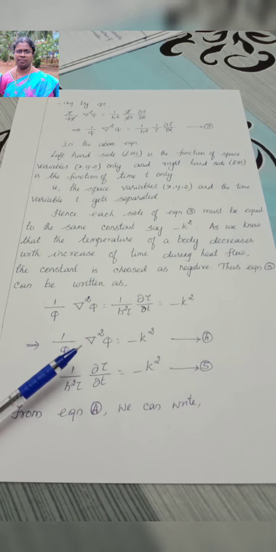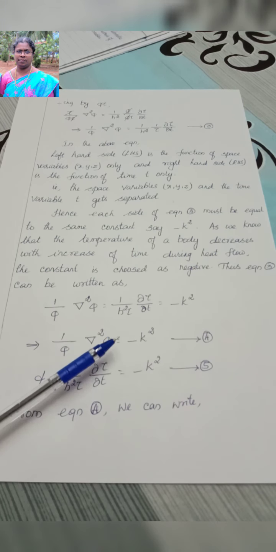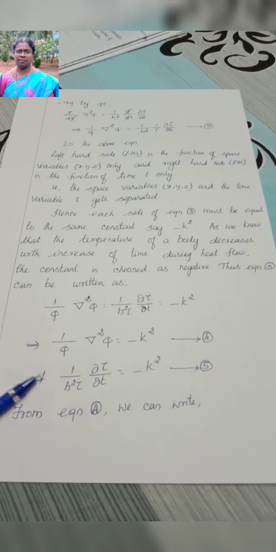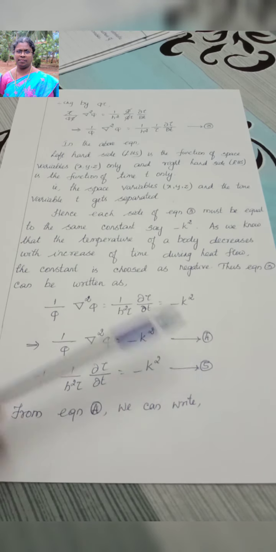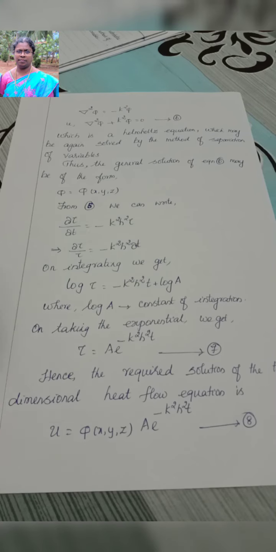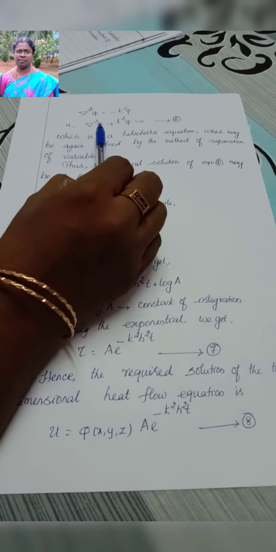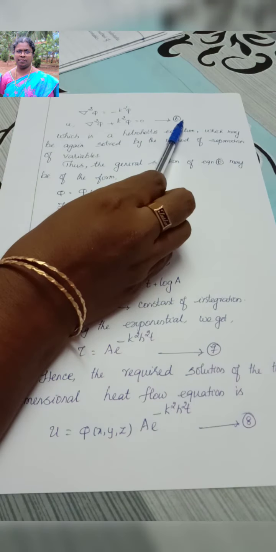This equation can be separately equated to the constant. Hence, 1/phi into del square phi is equal to minus k square, that is equation number 4, and the next equation is 1/(h² tau) into ∂tau/∂t, this is equal to minus k square. This is equation number 5. From equation 4 we can write del square phi is equal to minus k square phi, that is del square phi plus k square phi equal to 0, and this is equation number 6.